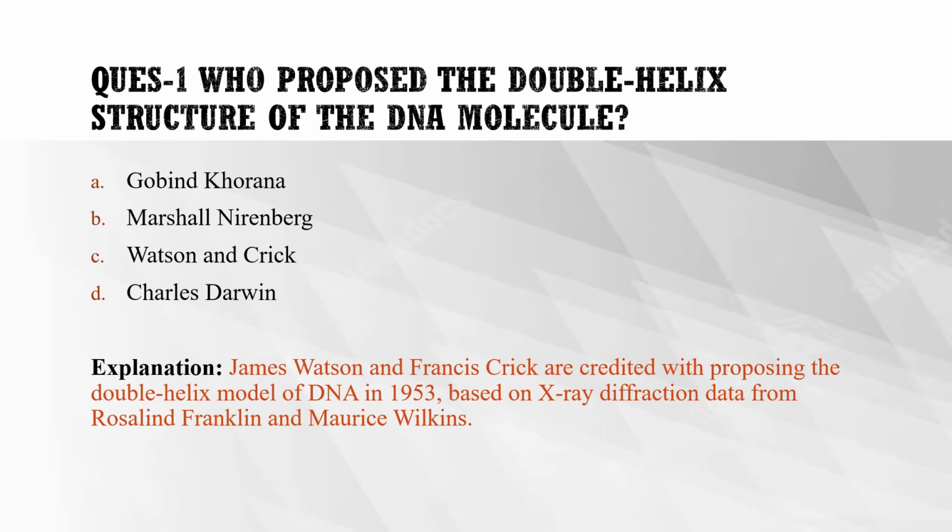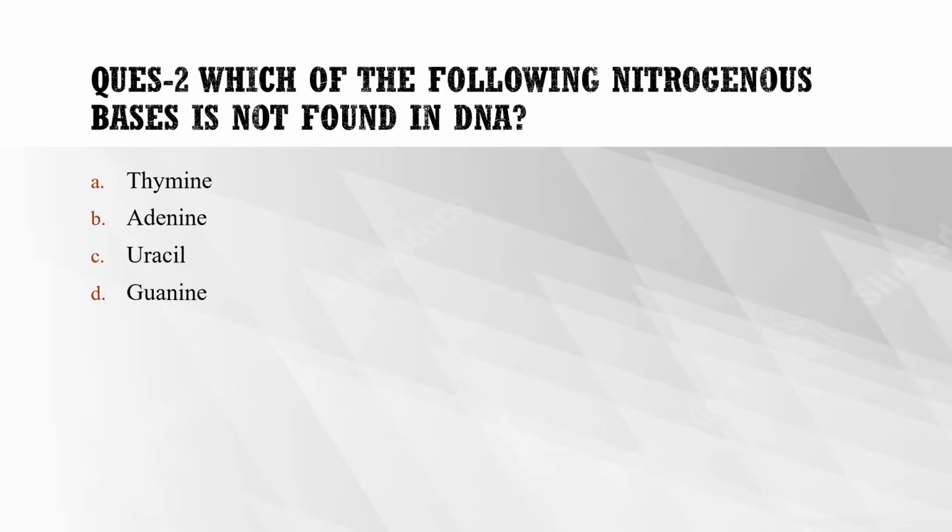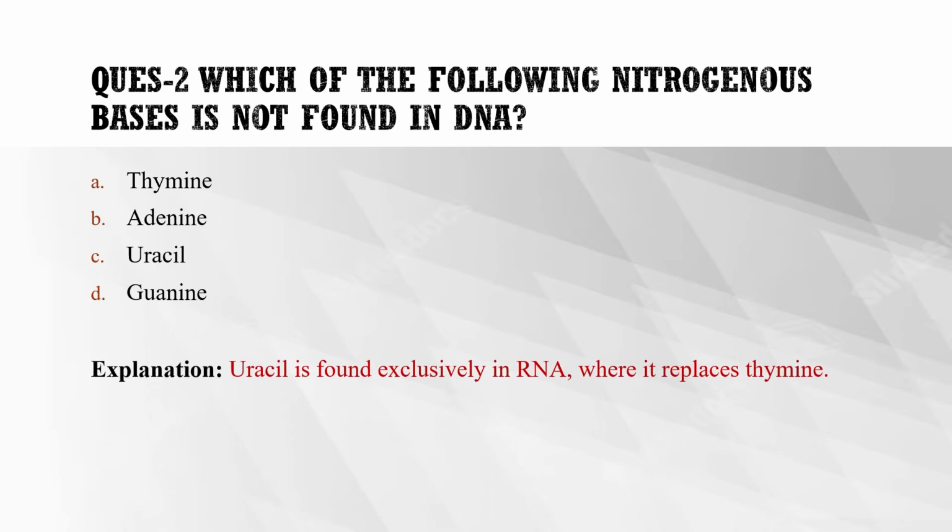Now moving on to the second question. Which of the following nitrogenous bases is not found in DNA? Uracil is not found in DNA. It is present only in RNA, where it replaces thymine. DNA contains adenine, thymine, guanine, and cytosine. So the answer is uracil.